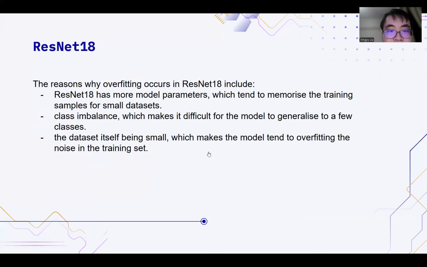So the reasons why overfitting occurs in ResNet 18 include: ResNet has a huge number of parameters, like millions, which tend to memorize the training samples from small datasets. Another reason is the class imbalance, which makes it difficult for the model to generalize to the classes with few samples. The dataset itself is small, which makes the model tend to overfit the noise in the training set.